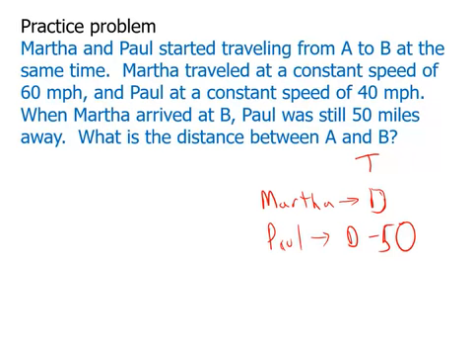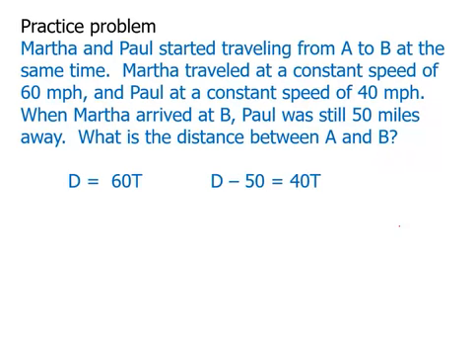And so now we have something to plug in for distance and rate and time. So for Martha, distance d, rate 60 times t. For Paul, d minus 50, because at that same time he was 50 miles short of the city of B. So he went d minus 50, and his speed was 40, and the same time t. Well, notice now we have two equations with two unknowns. The first one is solved for d, so just plug it into the second one.